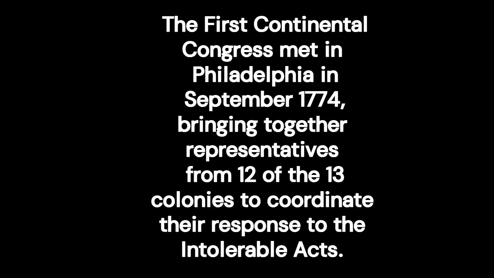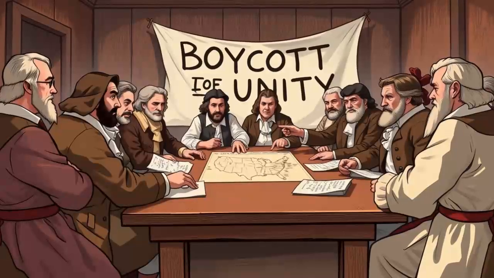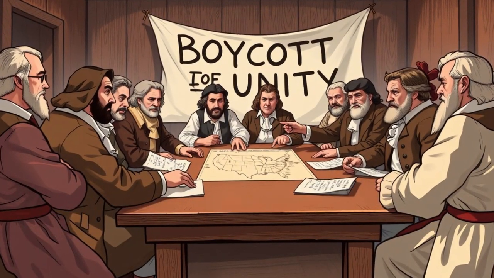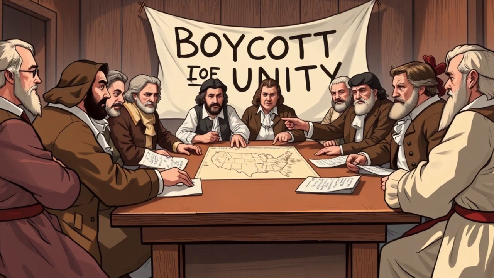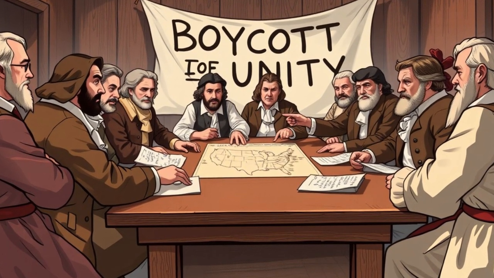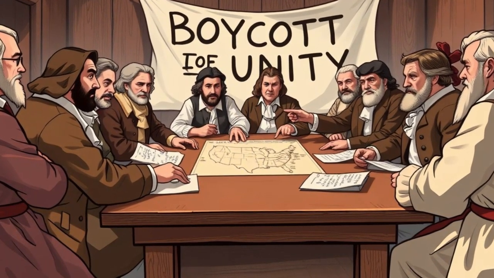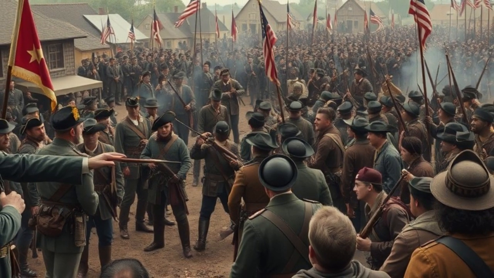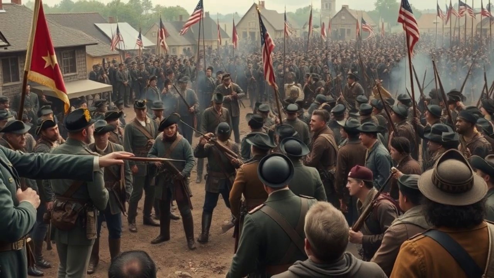The First Continental Congress met in Philadelphia in September 1774, bringing together representatives from 12 of the 13 colonies to coordinate their response to the Intolerable Acts. This Congress marked a significant step toward unity, as the colonies agreed to enforce a widespread boycott of British goods and began to prepare for possible military action. The stage was now set for open conflict.